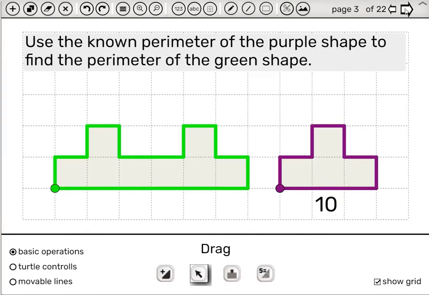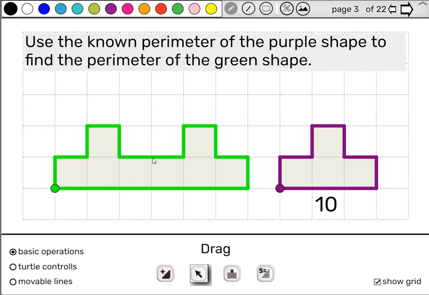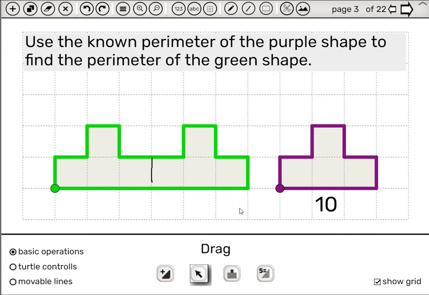Here, the students are instructed to use the known perimeter of this shape to figure out the perimeter of the green shape. Emphasize that the idea is not to count the perimeter of the green shape independently by counting around the shape. Hopefully, the students will notice that the green shape is made out of 2 purple shapes. Some students may conclude that if the perimeter of the purple shape is 10, the perimeter of the green shape will be 20. This, by the way, is true with regards to the area of the green shape. It is, of course, twice the area of the purple shape.